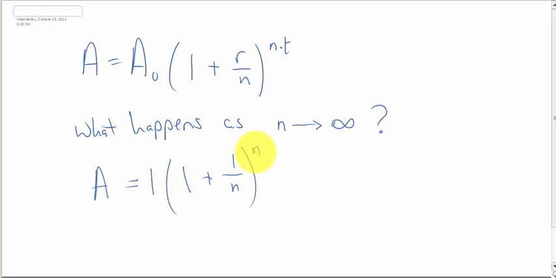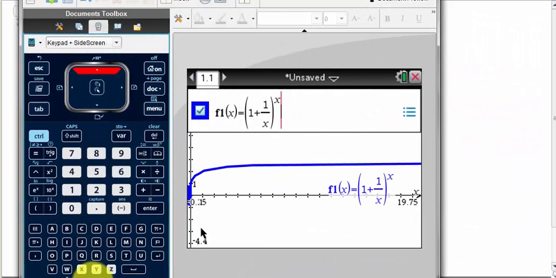We're saying $1 invested, our interest rate is 100%, wicked good, and it's for 1 year. How much money do we have? So let's look at what happens to this as n gets infinitely large. And to do that, we're going to use our graphing calculator.